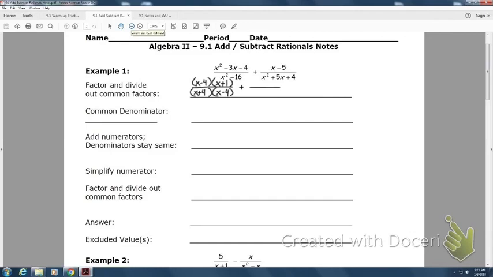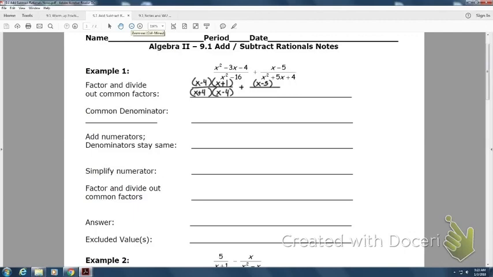Okay. I go to the numerator of the second fraction, x minus 5. Can I factor that? No. How can I quickly tell that I can't factor it? There's no exponent. I don't have x squared or x cubed or anything like that. A lot of times you can't factor it down anymore. The second one has a lot less factoring than this one.